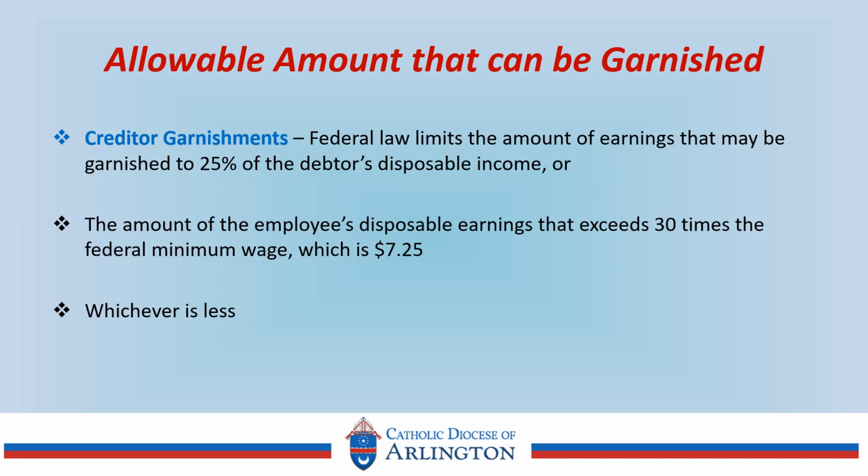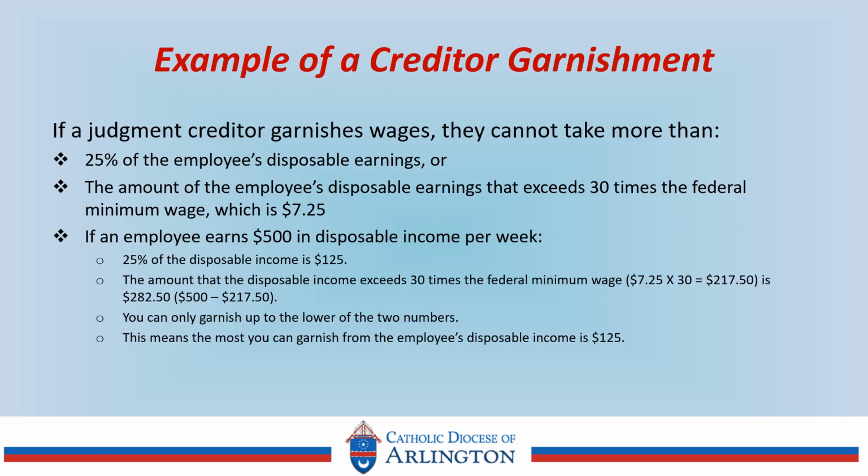Federal law limits the amount of earnings that can be garnished to 25% of the disposable income, or the amount of the employee's disposable income that exceeds 30 times the federal minimum wage, which is $7.25. In this example of a creditor garnishment, the employee has $500 in disposable income. 25% of that is $125.